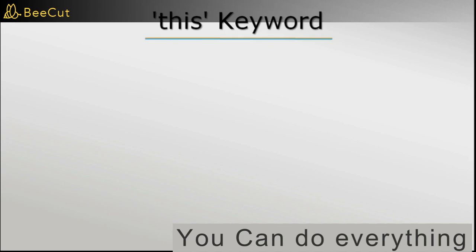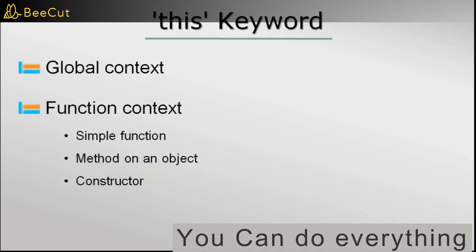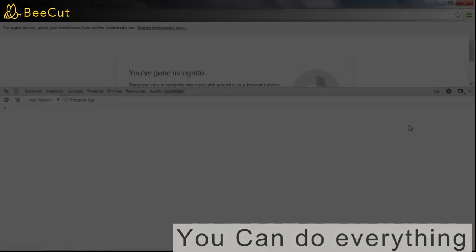As said, this keyword is bound to different objects based on how it is used. Let's categorize the usage into two parts: the global context and in a function context. In function context, it can be further categorized into whether it is used as a simple function or whether as a method on an object or as a constructor function. But let's start with the most straightforward case when used in the global context.